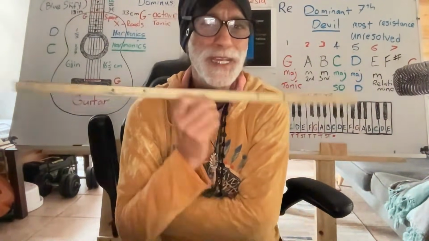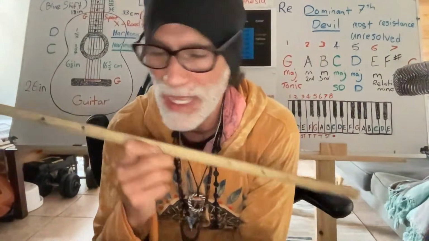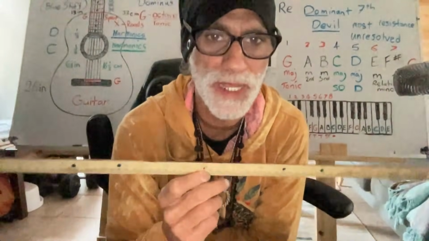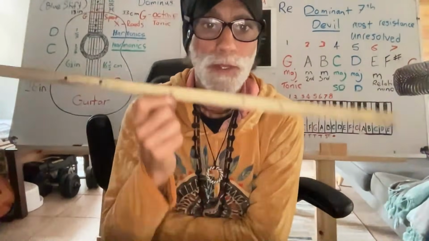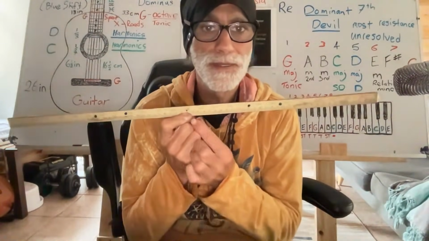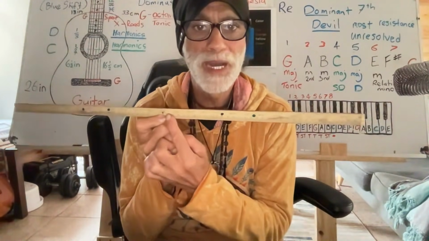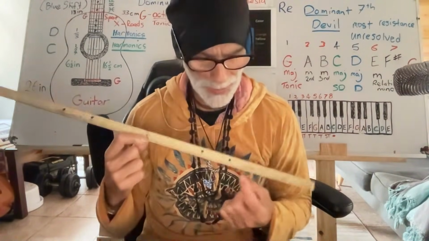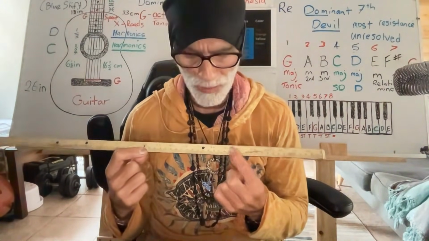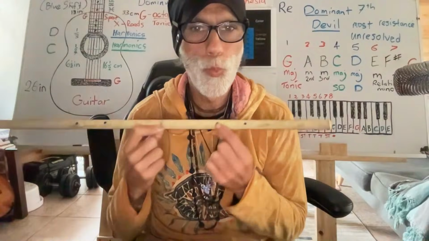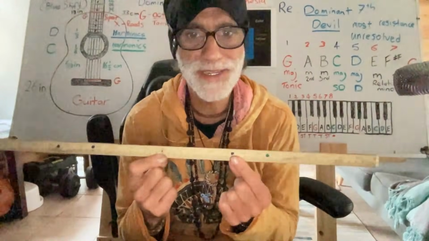Now, what are the chances that the 3 most popular chords of every single song in the history of history always use the tonic, the home base, and then the subdominant and the dominant? What are the chances of that?